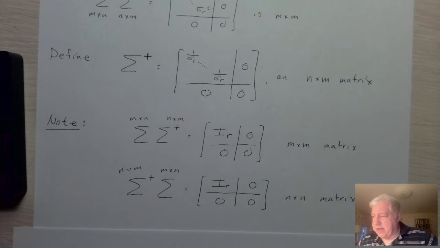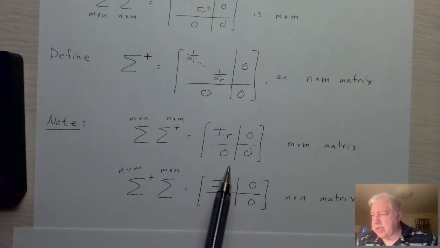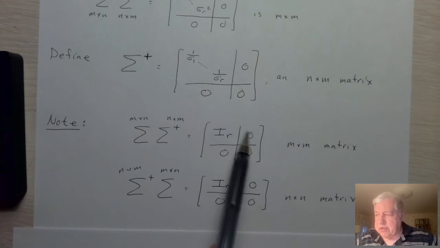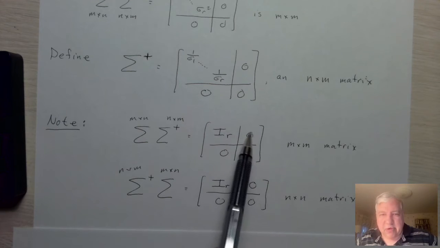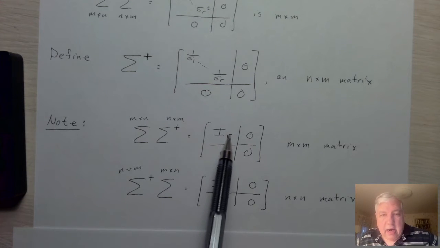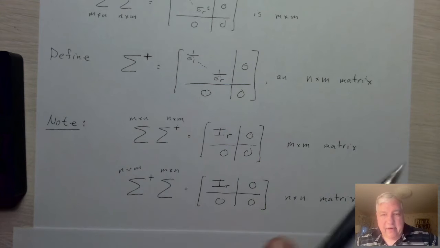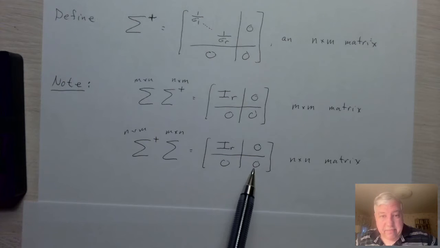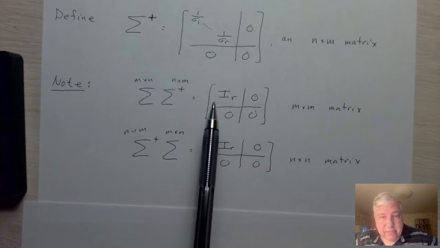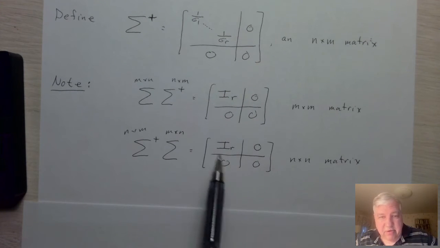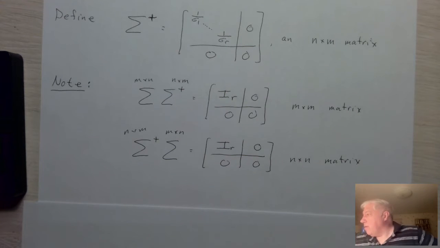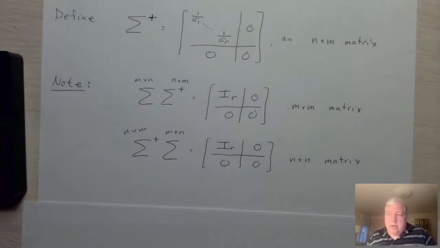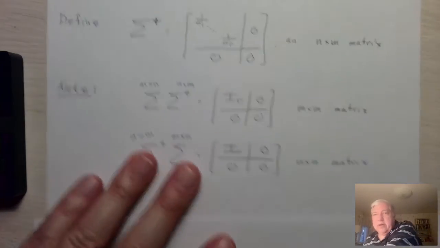Of course, if it's the case where r is equal to n, then this whole thing is just none of these. So this is I. If r equals n, then this matrix here is just going to be the identity matrix. Okay. Now, with that in mind, we're going to use this sigma plus to define the pseudo-inverse of A.